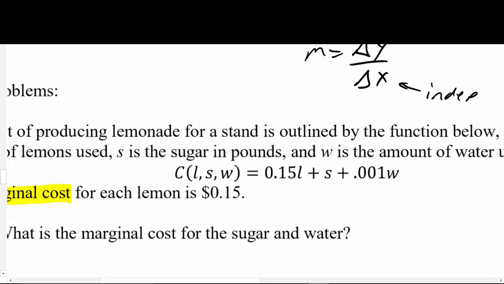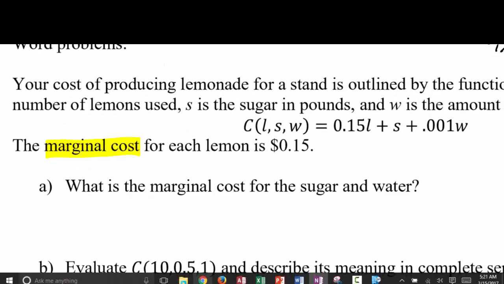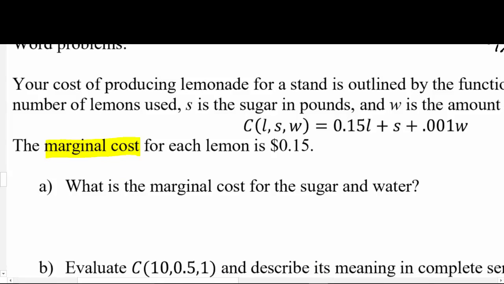Cool. All right. So when you're going through the homework, just keep all this linear stuff in mind. Think about slope the old-fashioned way, right? Think about if I see something like C of 10, comma 0.5, comma 1, what does that mean? Everywhere I have an L, replace it with a 10. Everywhere I have an S, replace it with a 0.5, and so on and so forth.